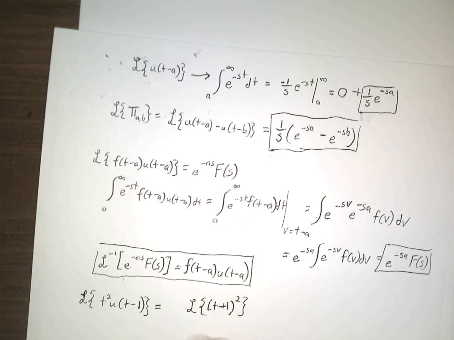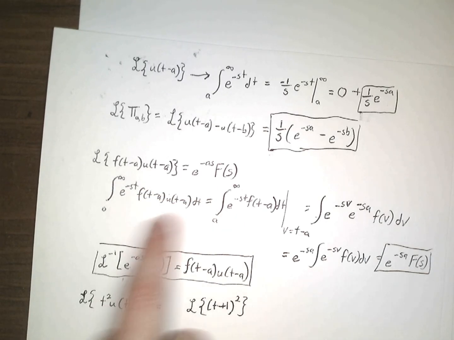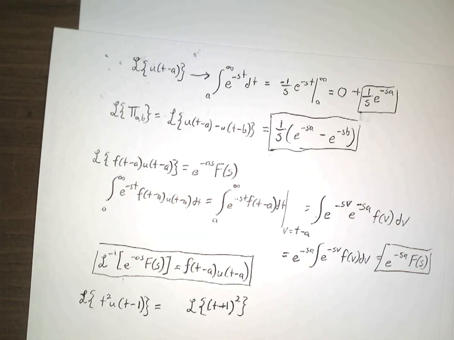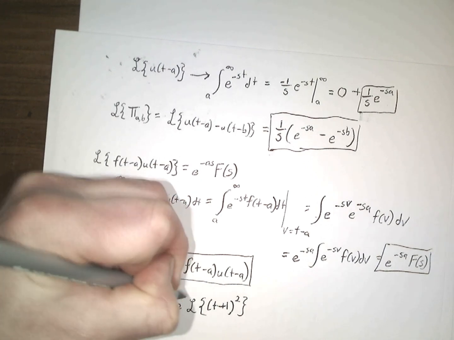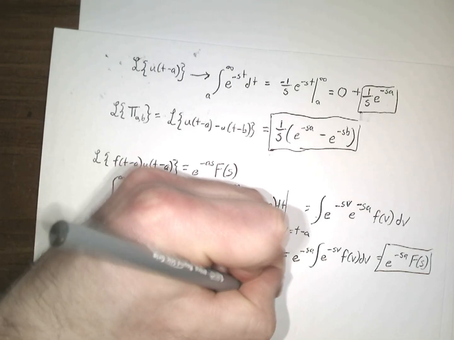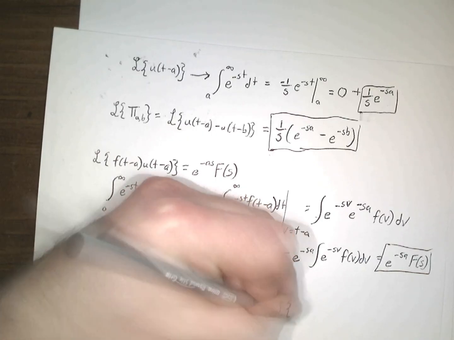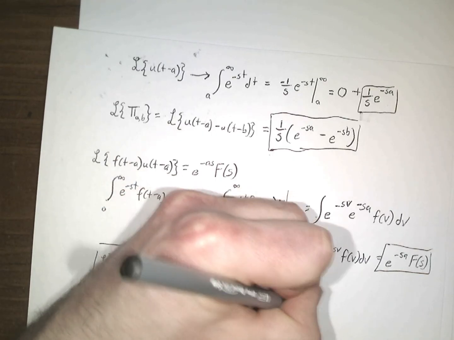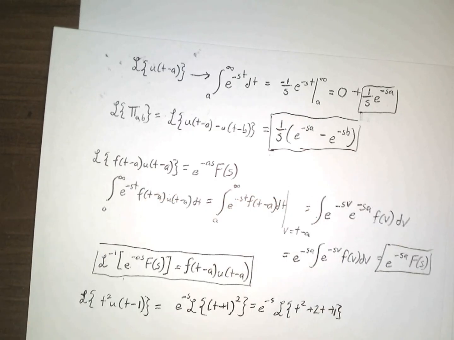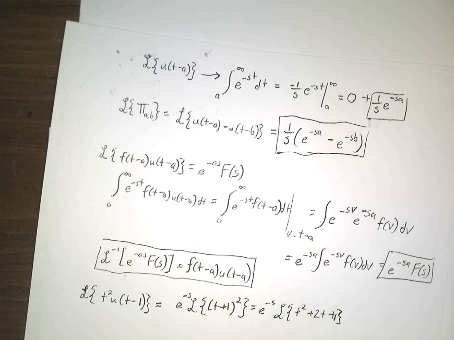Our identity also says not only do we shift the function back, but we have to multiply by e to the negative as. Here a is just positive 1, so we get an e to the minus s out front. We can expand this and then use a table to figure out what the resulting total Laplace transform is. So we get e to the minus s times the Laplace transform of t squared plus 2t plus 1. And then we apply linearity to just get the result.